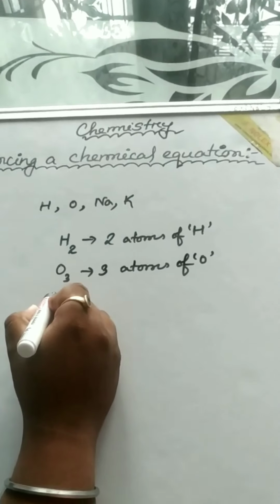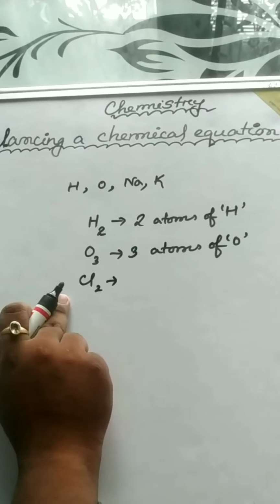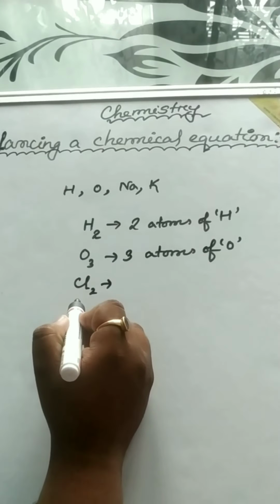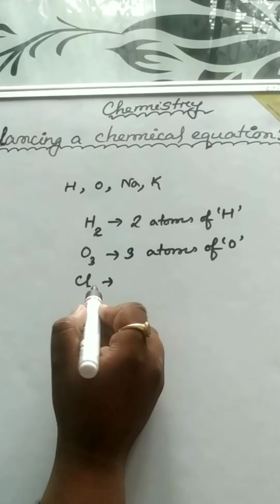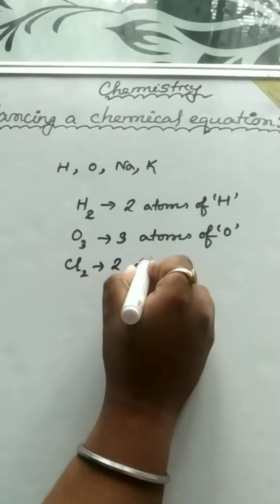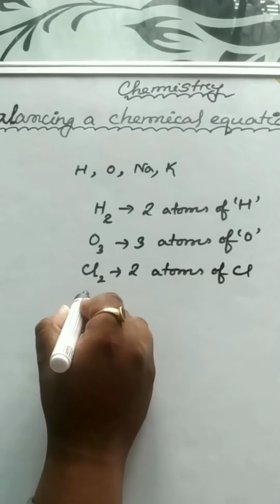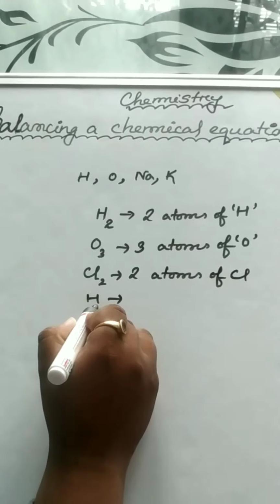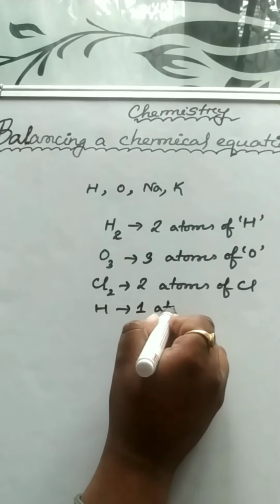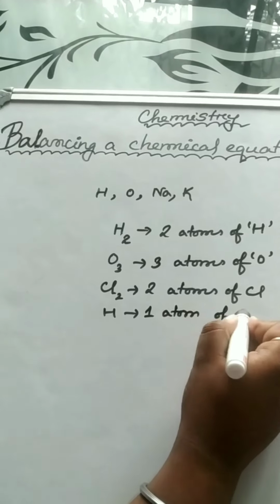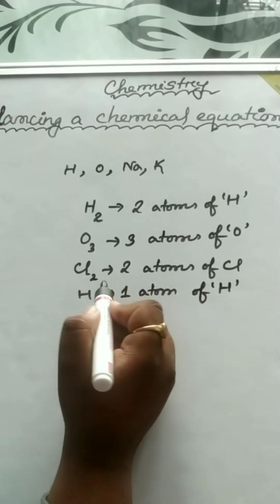Suppose I give Cl2. Cl is the symbol of what? Chlorine, right? So if I write Cl2, that means there are 2 atoms of chlorine. If there is a single H, there is no number, which means there is one. So it is one atom of hydrogen. These are how the number of atoms are given.